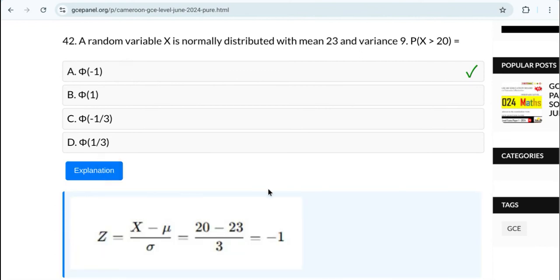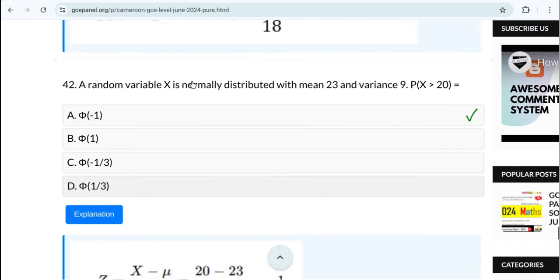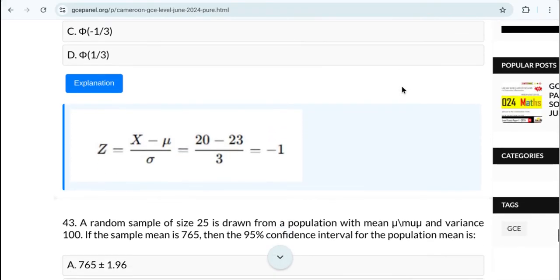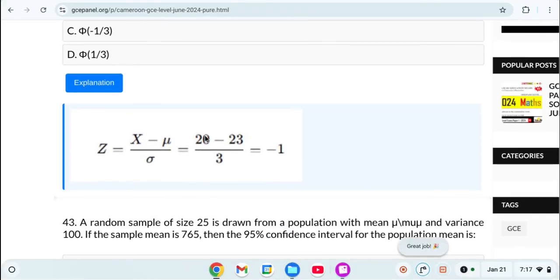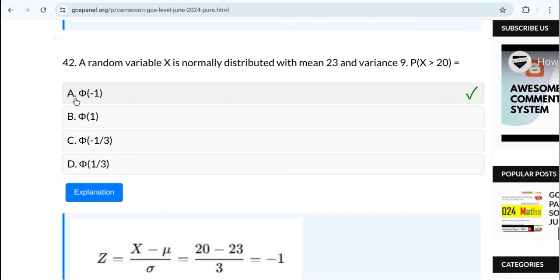We will just have z equal to x minus mu over the standard deviation. And how do we get the standard deviation here? Variance is 9, and the standard deviation is equal to the square root of the variance. So the square root of 9 is 3. So we have 20 minus 23 over 3. That's going to give us negative 1. So this gives us phi of negative 1, of the normal score negative 1.